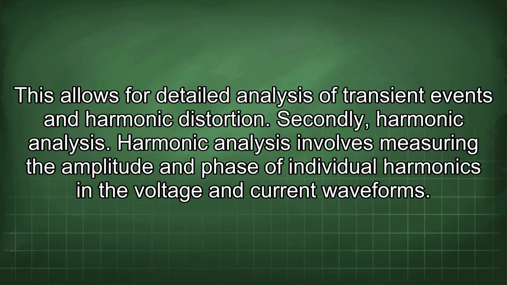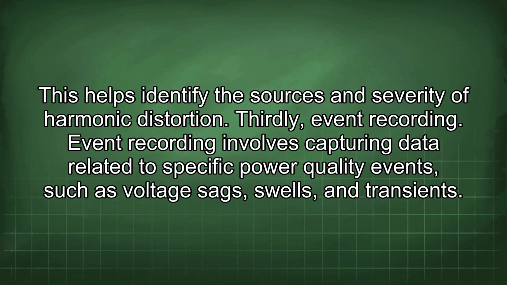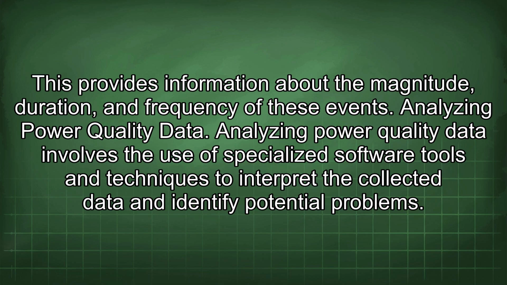Secondly, harmonic analysis. Harmonic analysis involves measuring the amplitude and phase of individual harmonics in the voltage and current waveforms. This helps identify the sources and severity of harmonic distortion. Thirdly, event recording. Event recording involves capturing data related to specific power quality events, such as voltage sags, swells, and transients. This provides information about the magnitude, duration, and frequency of these events.